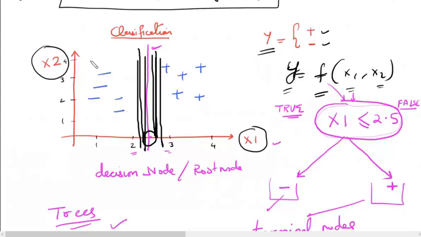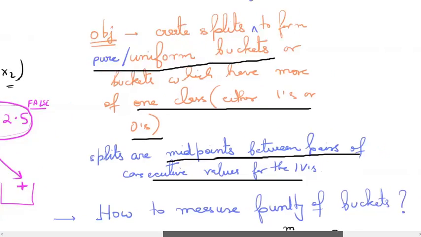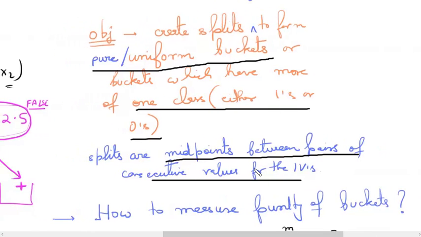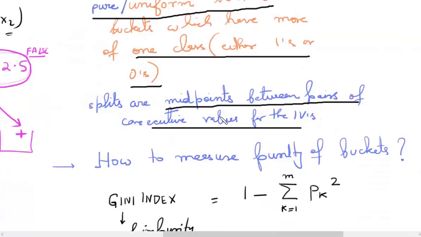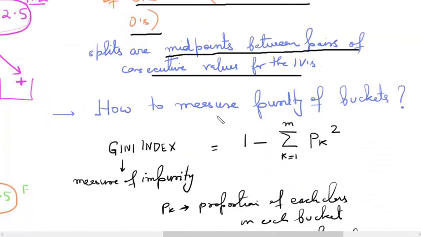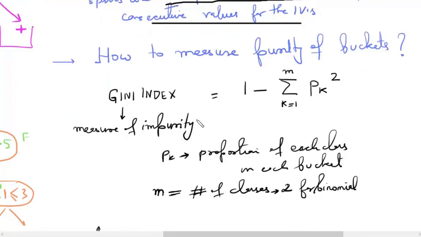Or imagine if you have 10 independent variables, then your data would be in 10 dimensions. Coming up with a plot and then figuring out where to split would be almost next to impossible. So how does a computer do that? That is where we go to the underlying maths of a decision tree. We have a parameter called Gini index. Gini index is a mathematical parameter which measures the impurity in a bucket.